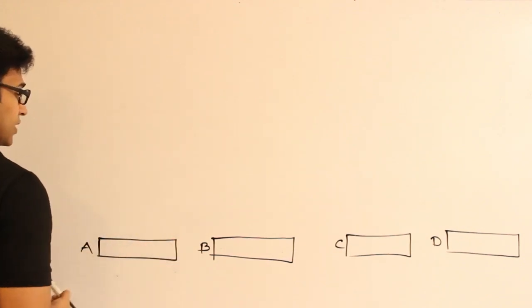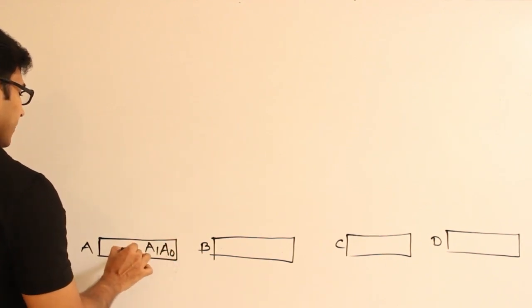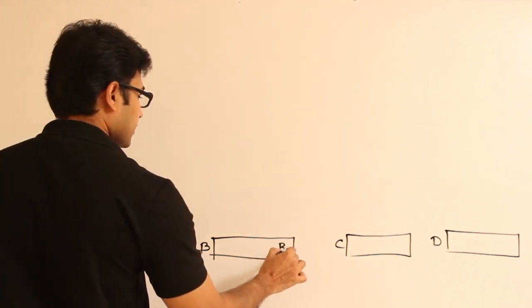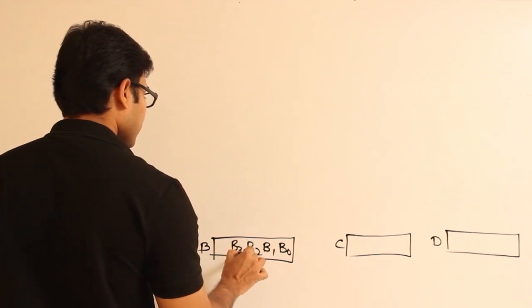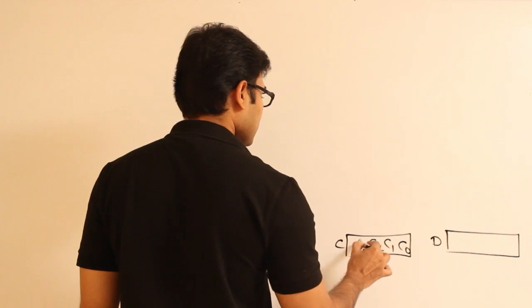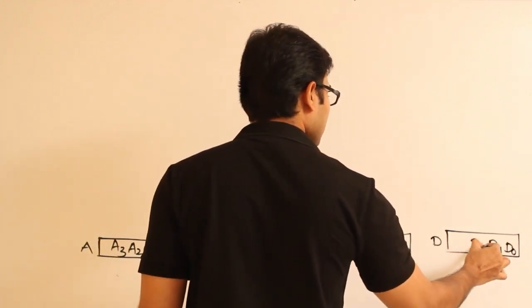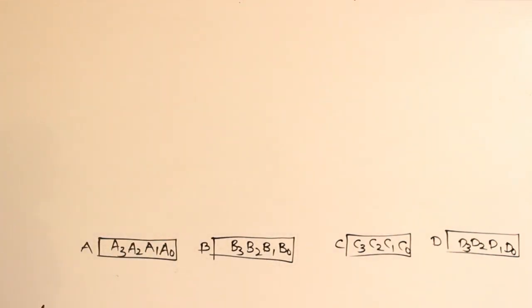So I'm just naming all the 4 bits. This is A0, A1, A2, A3, and similarly B0, B1, B2, B3, C0, C1, C2, C3, D0, D1, D2, D3. These are the corresponding bits in the 4 resistors. This is the least significant bit and this is the most significant bit.